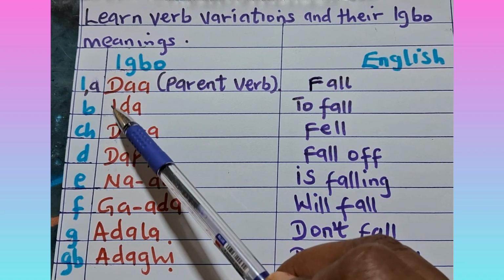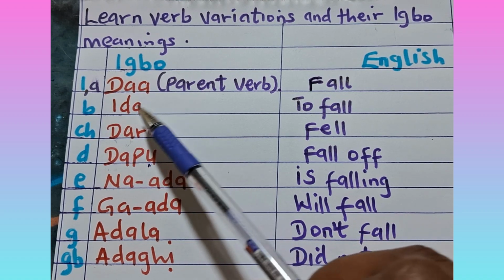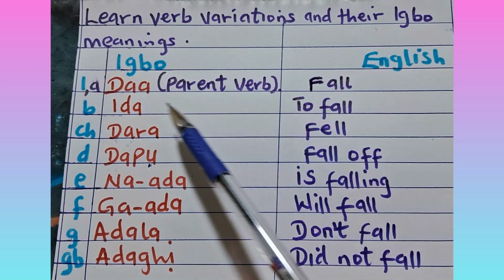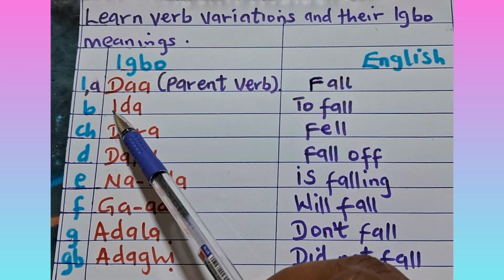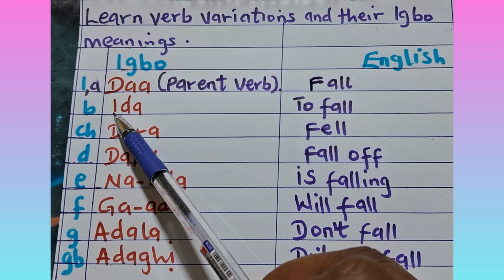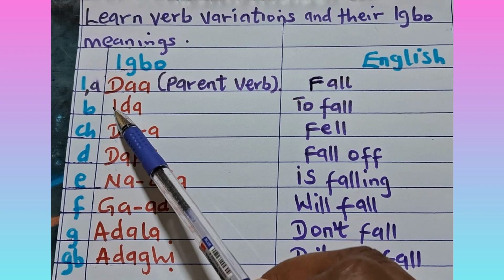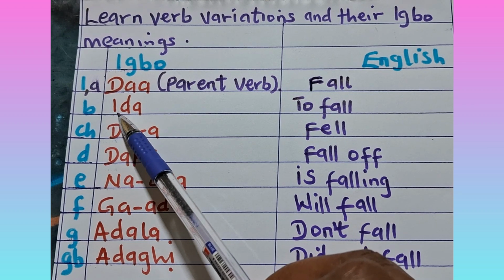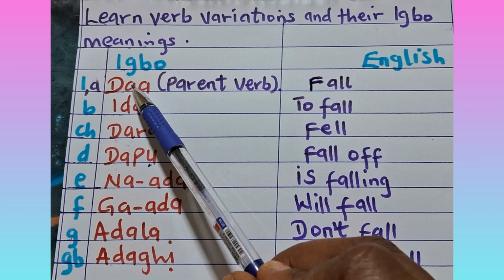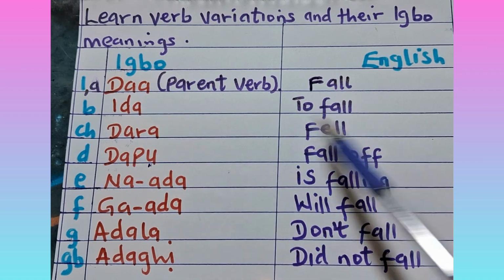Number 2, for example, ida. Ida means to fall. You can see that here we add the prefix, nganihu, to this da. It becomes ida, meaning to fall.